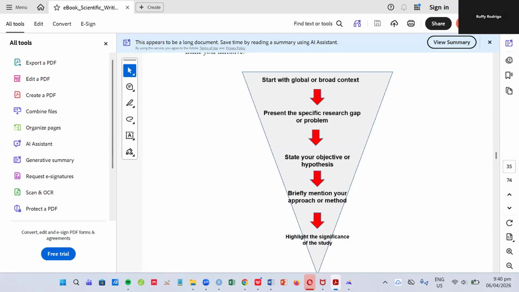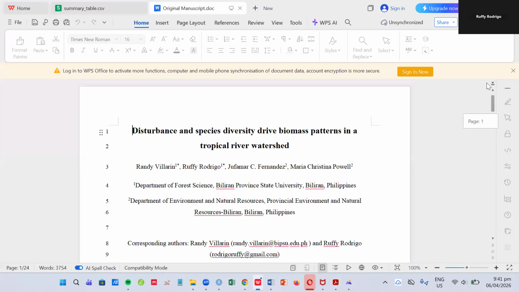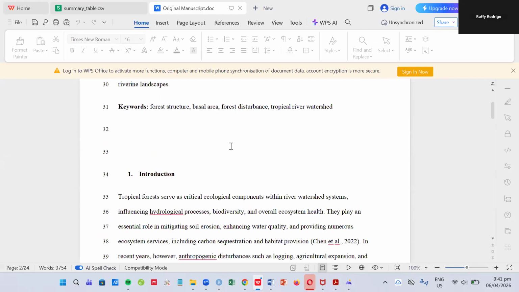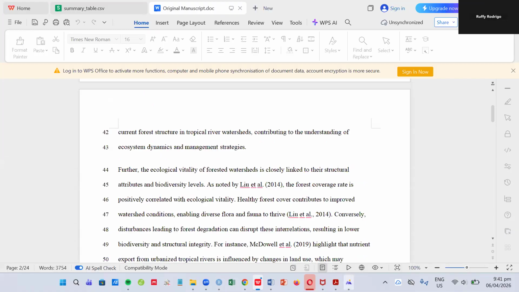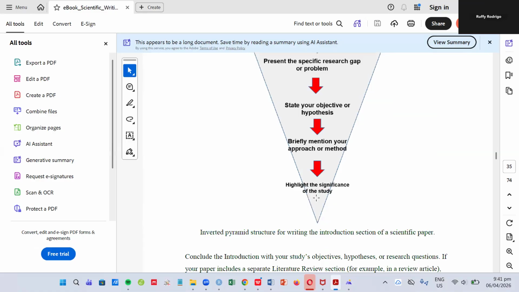If your topic is all about biomass or disturbance, then you can start with tropical forest. And then you narrow it down to present the specific research gap or problem. Why do you need to conduct your research? And state your objectives or hypothesis, briefly mention your approach or method, and highlight the significance of the study.